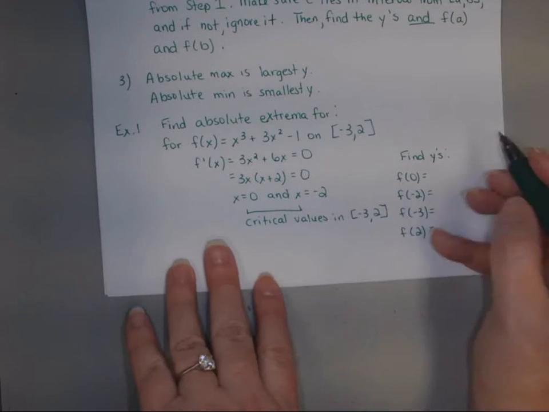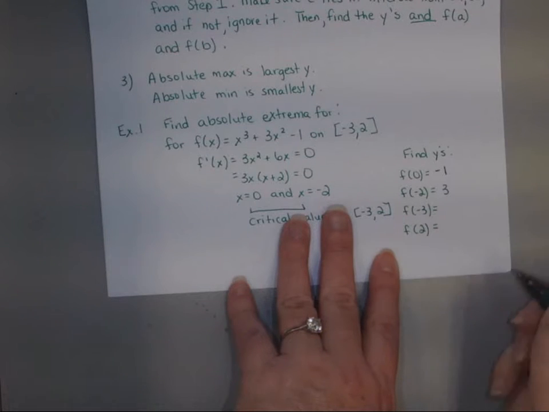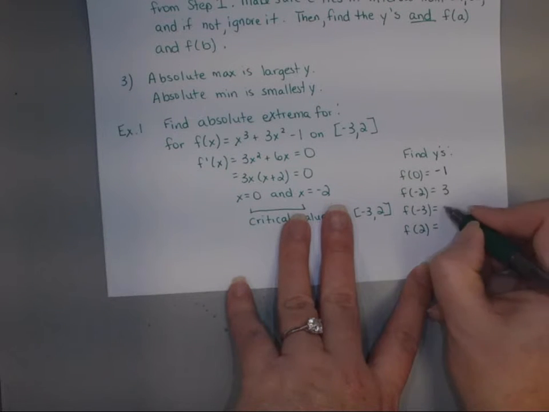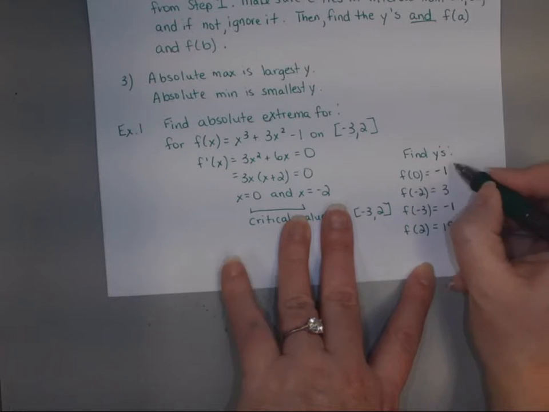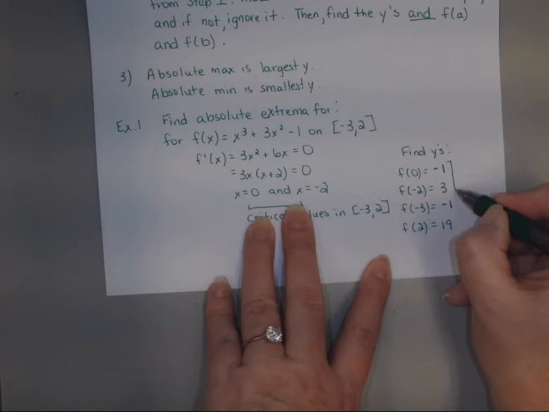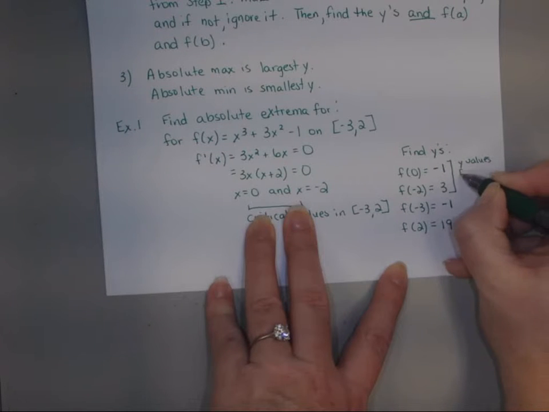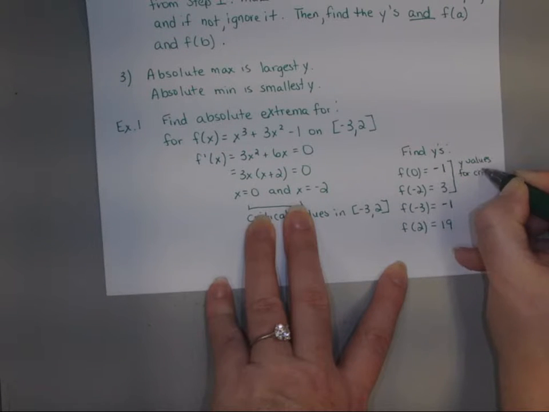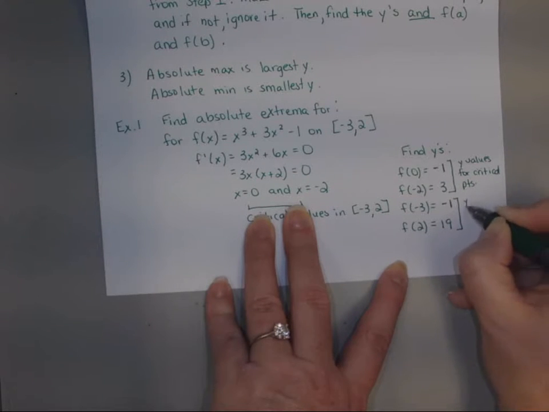Alright, so f of 0 is just going to be -1. F of -2, you can use your calculator, is going to be 3. This one's going to be -1. And then this one's going to be 19. And we plug this back into the original. It says f instead of f prime. So these are the y values for the critical points, while these are the y values for the what? Endpoints.